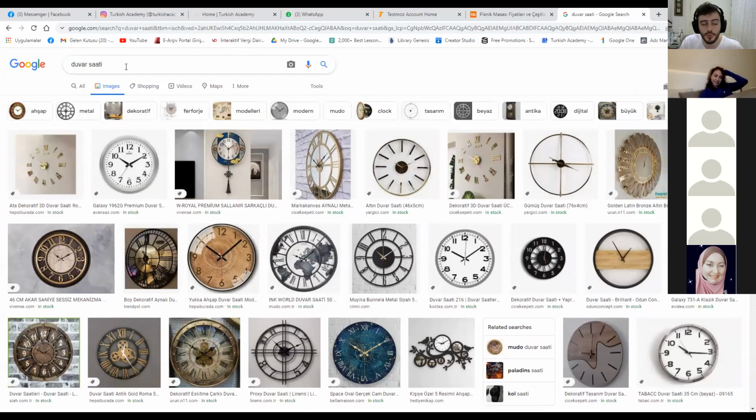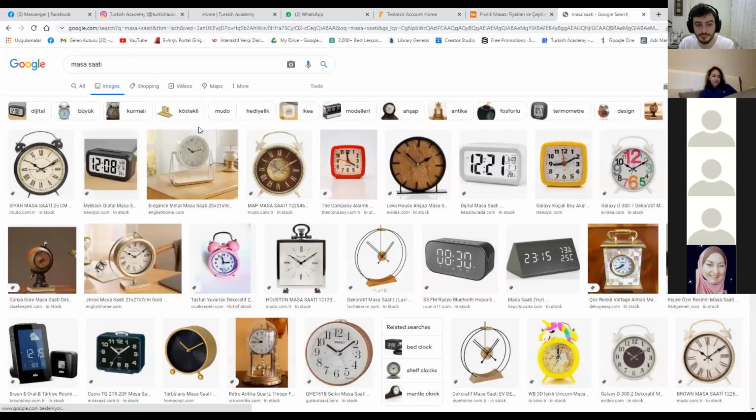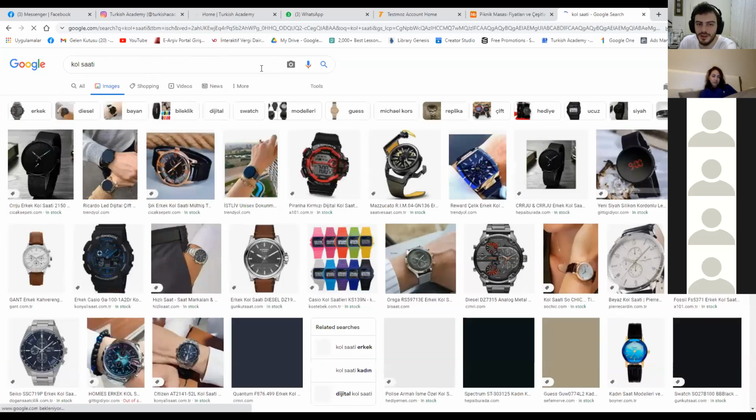How would you look for a clock that you put on the table? Masa saati. Exactly. Masa. This is how it works, basically. And if you want to look for the ones that we put on our wrist, or let's say arm, in Turkish, we somehow use the word arm for it. Kol saati. I'll need the word kol saati.